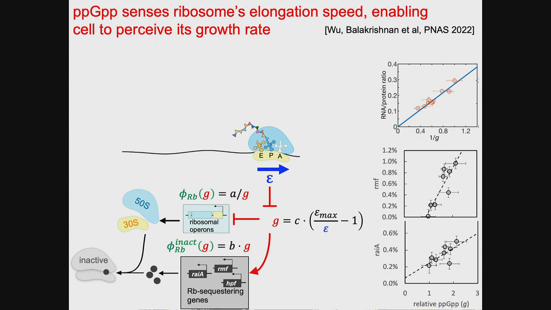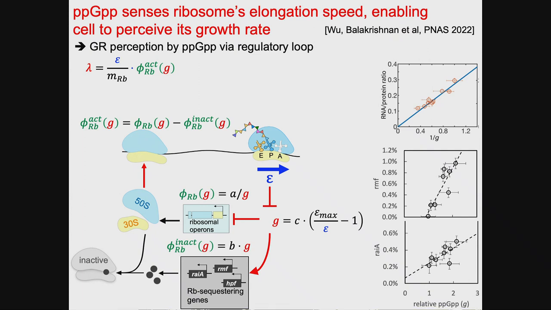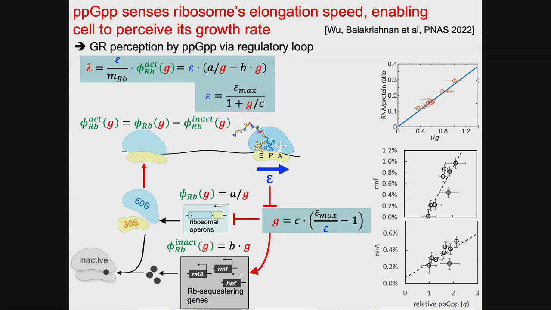All right. So with these two, we can combine them, right? The active ribosome is the difference between these two components. And then we say the growth rate is the elongation rate, in units of ribosome, multiplied by the active ribosome. This is basically a combination of these two terms. The active ribosome is a function of G, but E is a function of G also if we invert it. And this inversion we can only do in steady state growth, right? So this theory only applies to steady state.